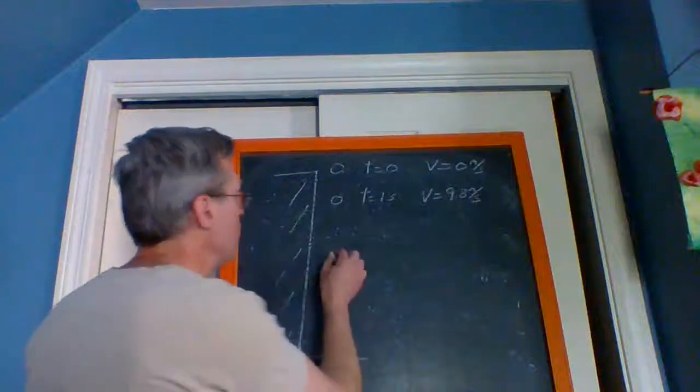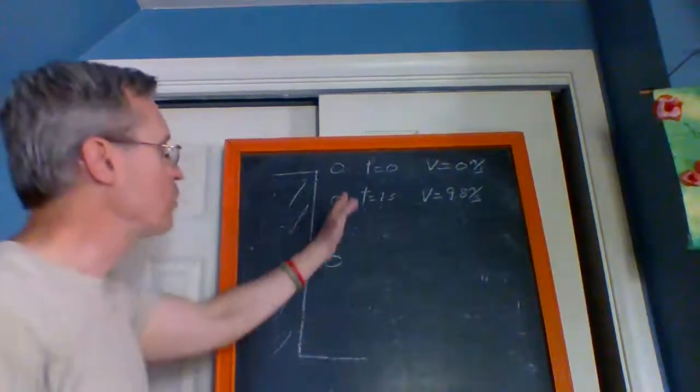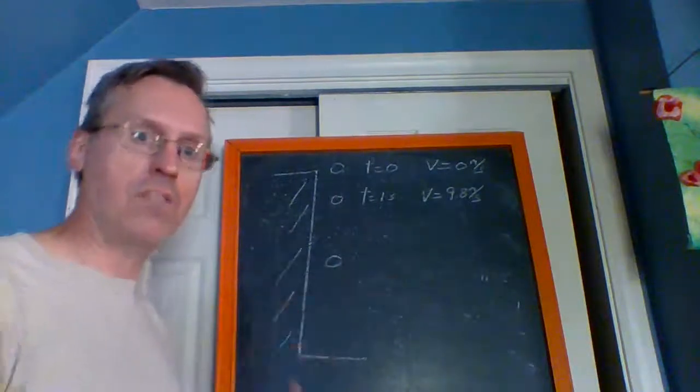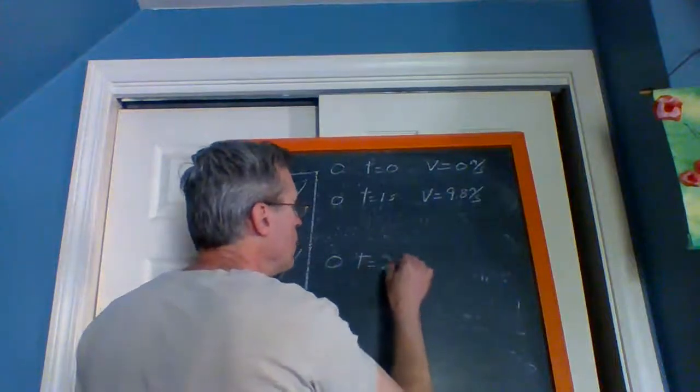So let's look at it. Here's another second later, and it's down here. Notice this is further. Why? Because it's traveling faster. It's getting faster, so it covers more ground in each successive second. So here we are at t is equal to 2 seconds.